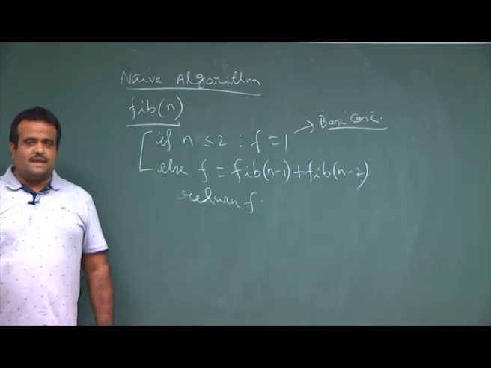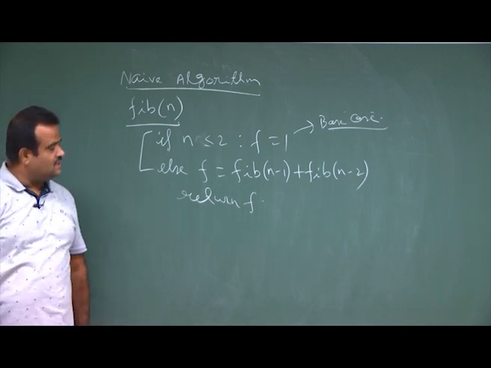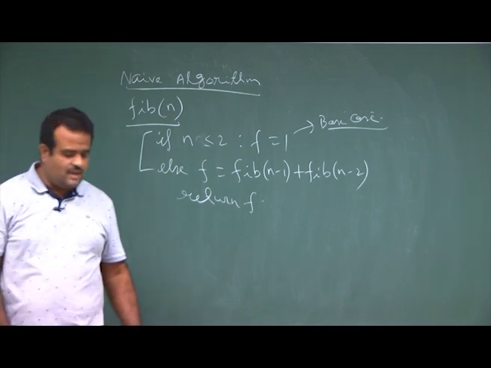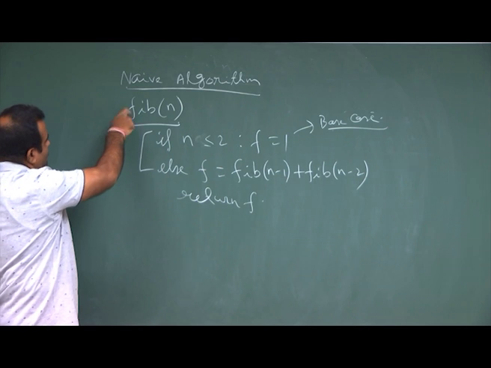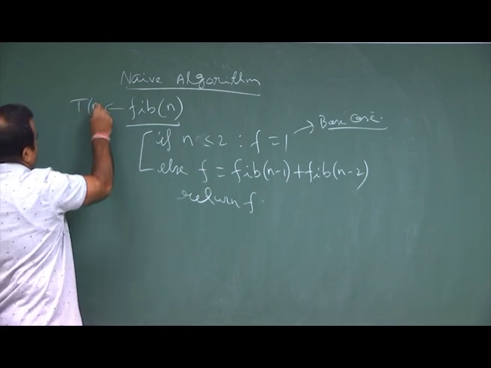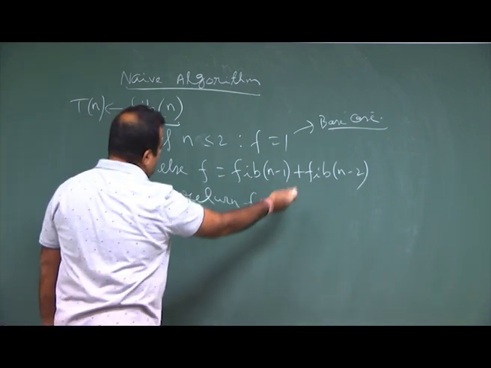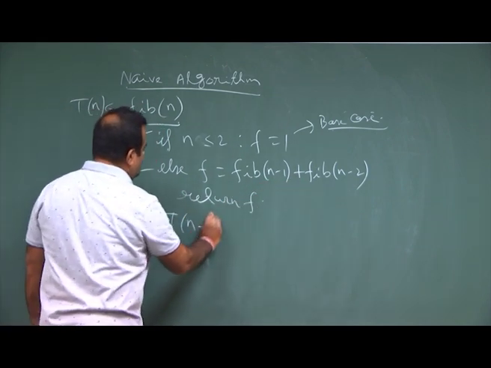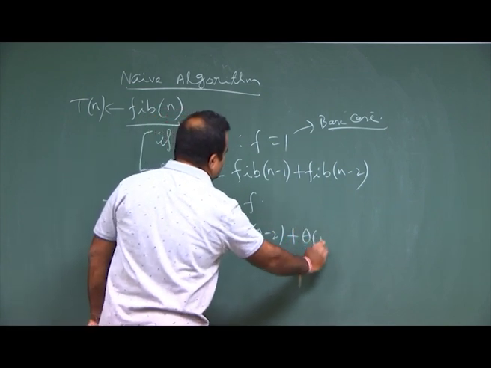So, now what is the time complexity of this algorithm or of this code? So, time complexity, this is an exponential algorithm. Why? Because if T(n) is the time for this, then T(n) is basically, we have to call T(n-1) plus T(n-2) plus theta(1).